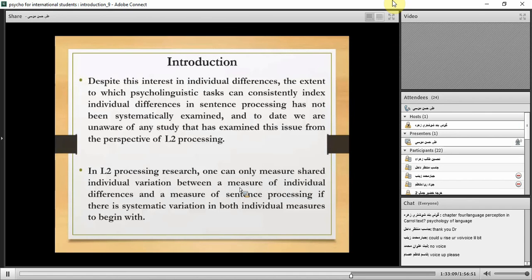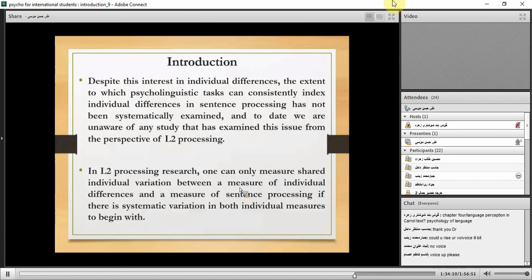Despite this interest in individual differences, the extent to which psycholinguistic tasks can consistently index individual differences in sentence processing has not been systematically examined, and to date, we are unaware of any study that has examined this issue from the perspective of second language processing.